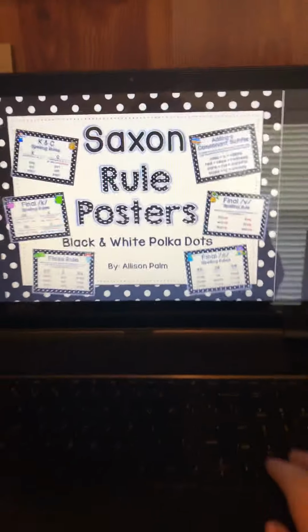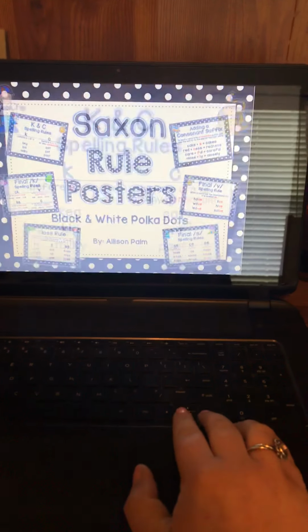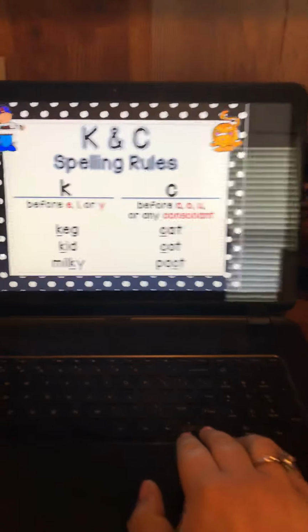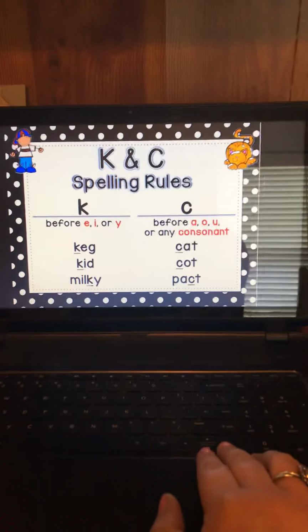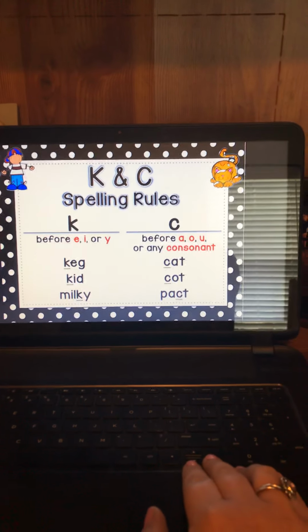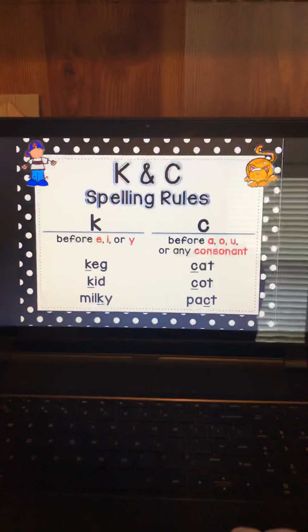So we are on Saxon Spelling Rules. So go ahead and have that packet out. It looks like this. All right. So first we're going to talk about our K and C spelling rules. This was our very first one, and I think you even had this one in kindergarten. So let's review by singing our K and C spelling rules. Start with K. All right, sing with me.